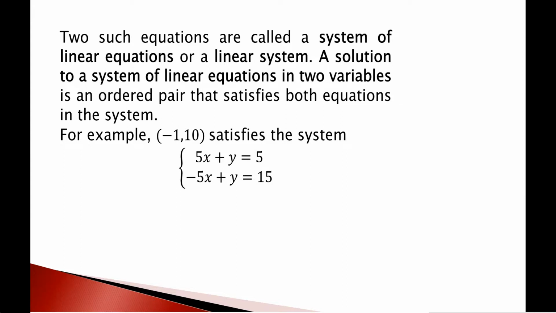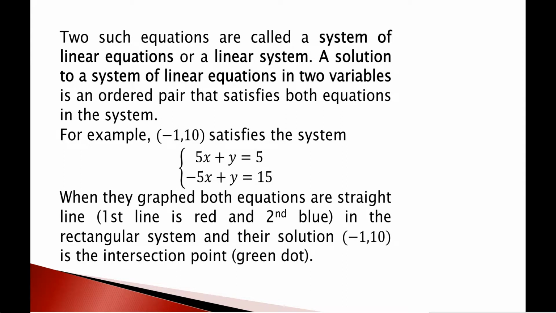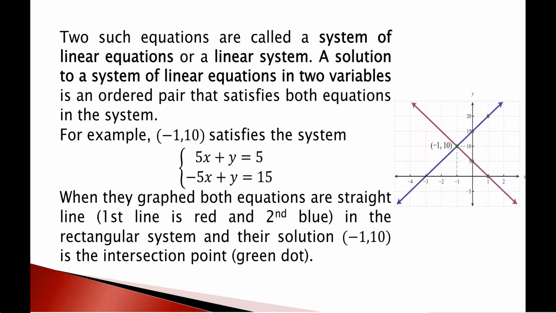Since both of my equations are linear, when you draw both of the equations, you will find two straight lines. The red straight line is the graph of my first linear equation, 5x plus y equal to 5. And the blue straight line is the drawing of my second linear equation, negative 5x plus y equal to 15. And the intersection point, the green dot, is the solution of this linear system of equations, which is negative 1, 10.